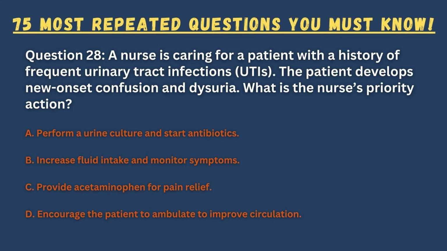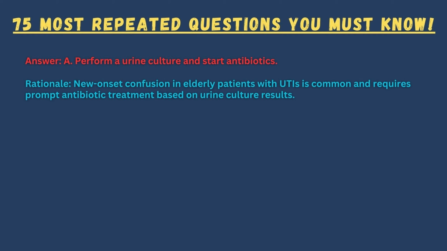failure. Question 28. A nurse is caring for a patient with a history of frequent urinary tract infections, UTIs. The patient develops new-onset confusion and dysuria. What is the nurse's priority action? A. Perform a urine culture and start antibiotics. B. Increase fluid intake and monitor symptoms. C. Provide acetaminophen for pain relief. D. Encourage the patient to ambulate to improve circulation. Answer: A. Perform a urine culture and start antibiotics.